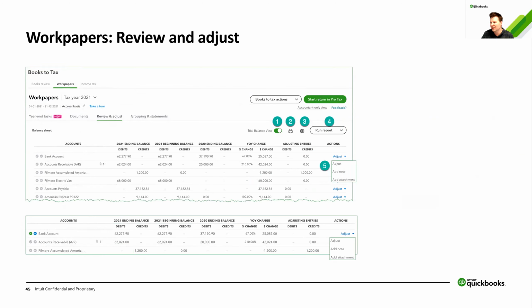Again, the review and adjust, I talked about adjusting, adding notes. Again, you can add those attachments as well. So a lot of flexibility. You can mark off the review's been done on the bank account, the preparer, the partner review, things like that. So a lot of different functionality.